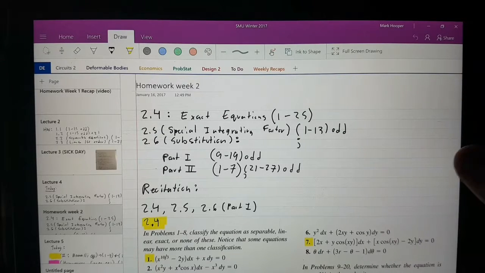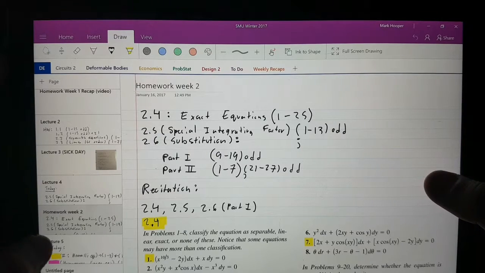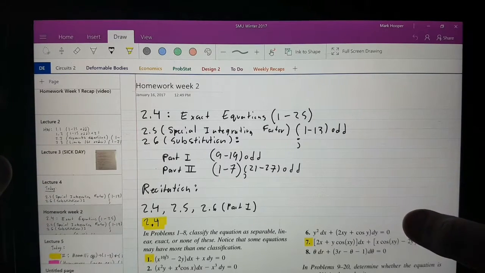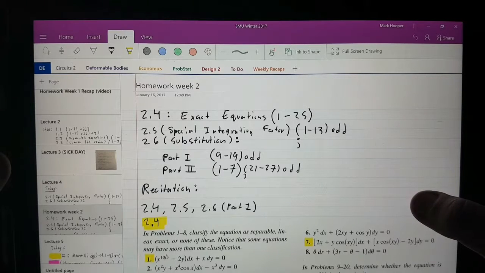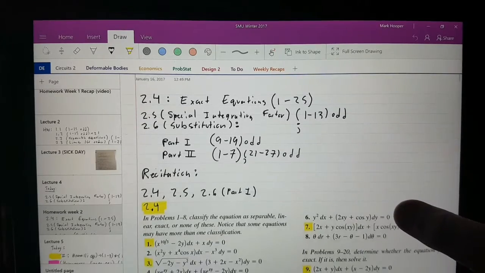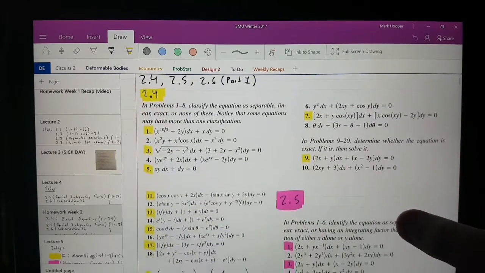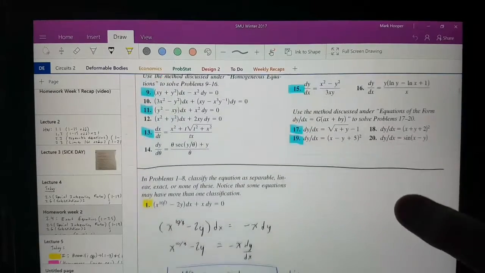Alright, so this is a recap of week 2's homework. We did exact equations and special integrating factors, that mu guy, and then we also did substitution, but there are 2 types of substitution, so I'll have to do the second type next week. So these are the questions that were assigned.